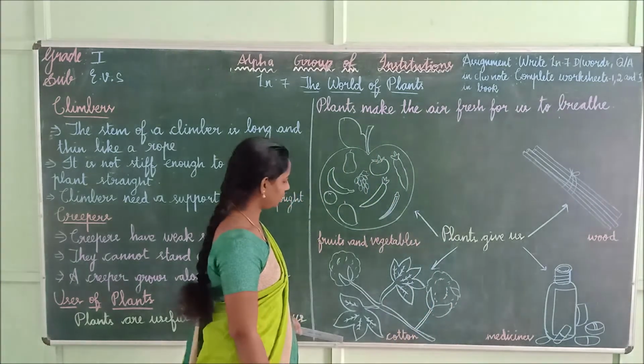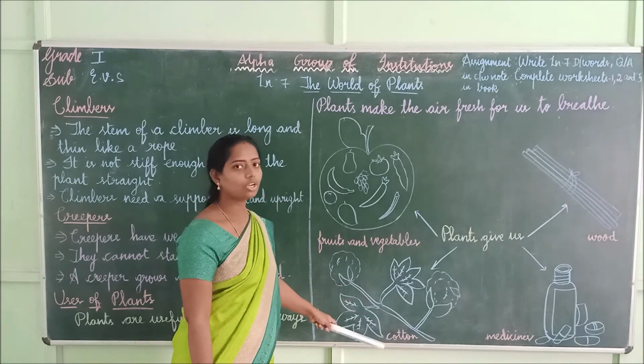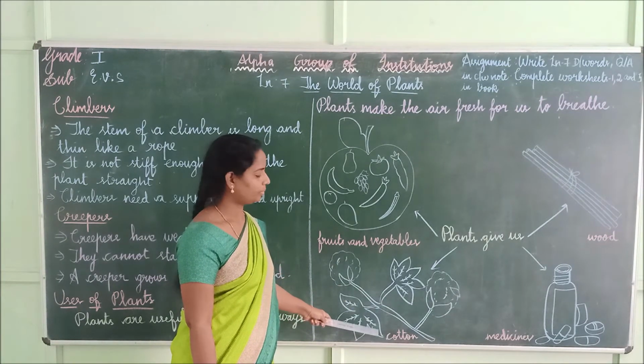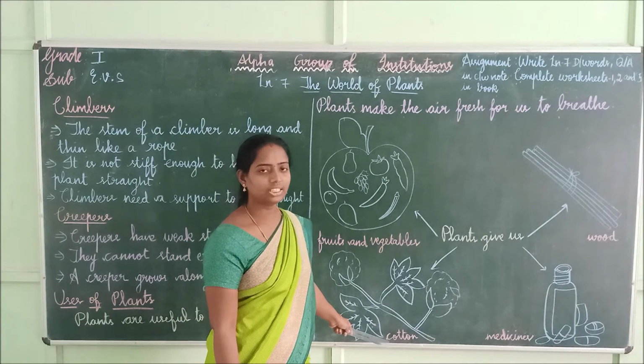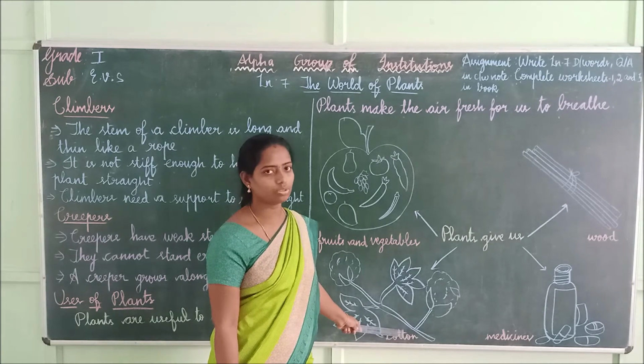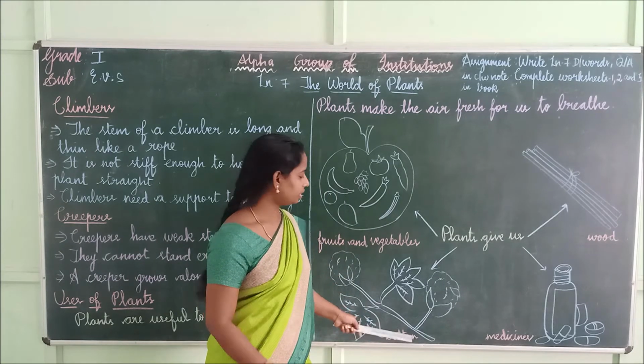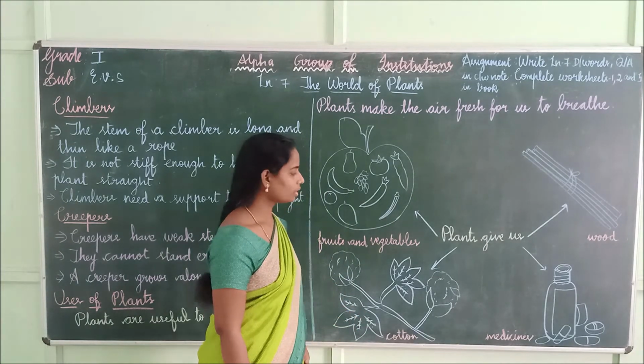And then what is it? Cotton. What is it, children? It is here, the cotton plant. By using cotton, what are we preparing, children? We are getting cotton cloth, isn't it? We are getting cotton cloth also. So we are wearing it daily, isn't it? So we are getting cloth also from cotton.